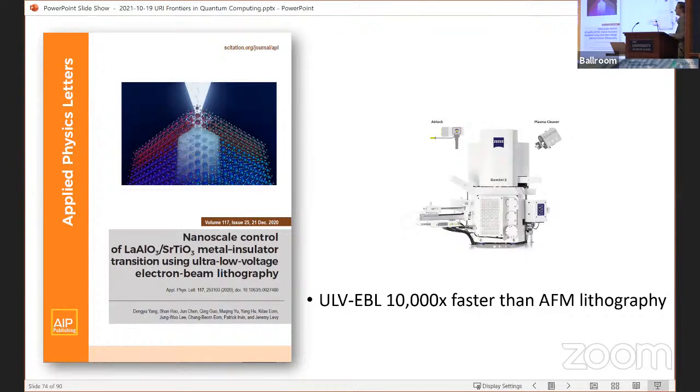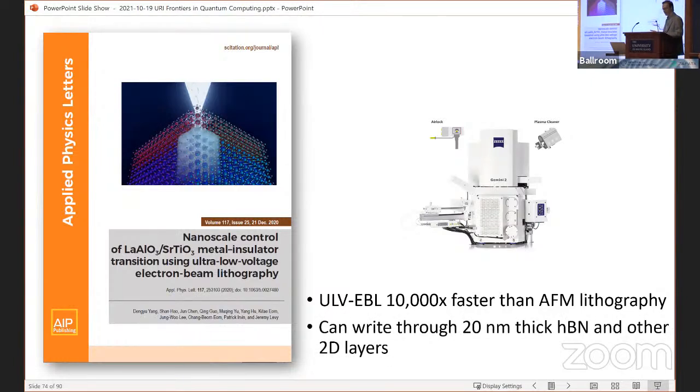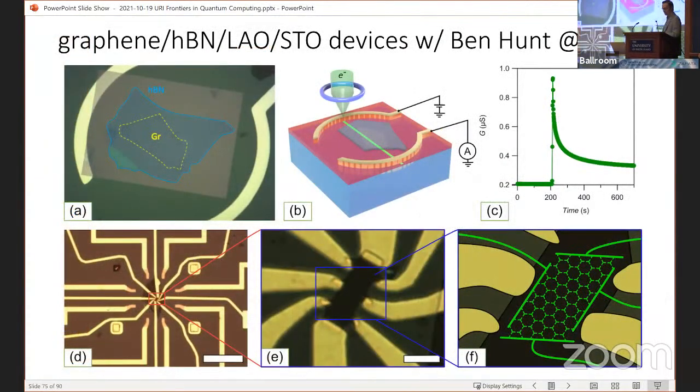The spot size of the electron beam is 2 nanometers, and we've demonstrated this. And we can write through thick layers of hexagonal boron nitride and other stacks. We are super excited about the prospects of this. This is just one example of a stack of hexagonal boron nitride and graphene and making structures. This on the bottom right we haven't printed out yet, but this is the kind of thing we can do.